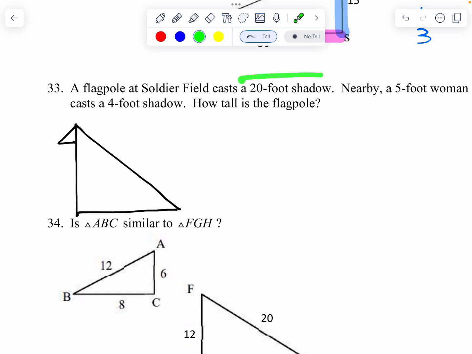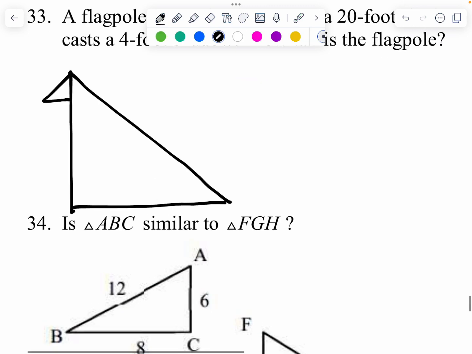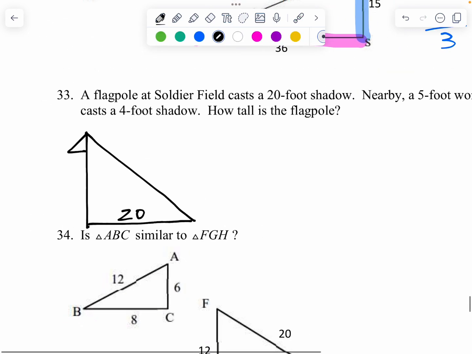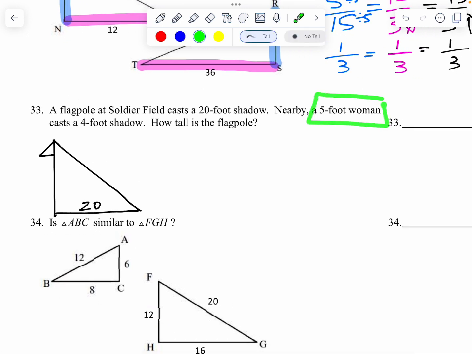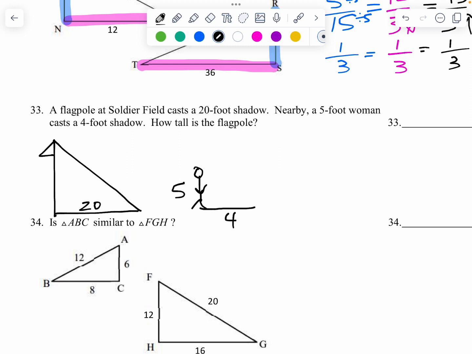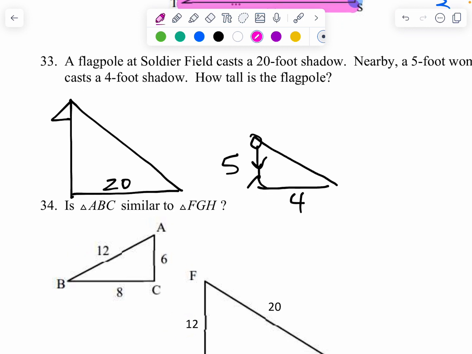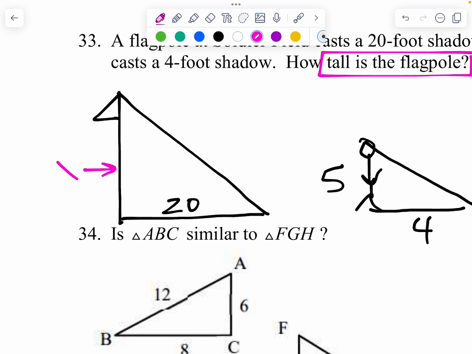It says the shadow is 20 feet, so the shadow goes along the ground. That means I'm going to label that side 20. Nearby a 5-foot woman. Okay, I see no woman, so I'm going to have to draw her. Here's my little stick figure, and she is 5 feet, so I'm going to label her 5. And she has a 4-foot shadow. Okay, so where's her shadow? Maybe like this, 4 feet, and yes, that makes a triangle also. How tall is the flagpole? So where is the flagpole again? Oh, that's this right here. I'm going to put an X right there.